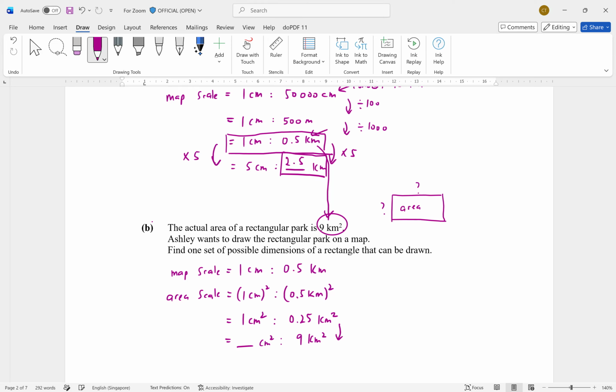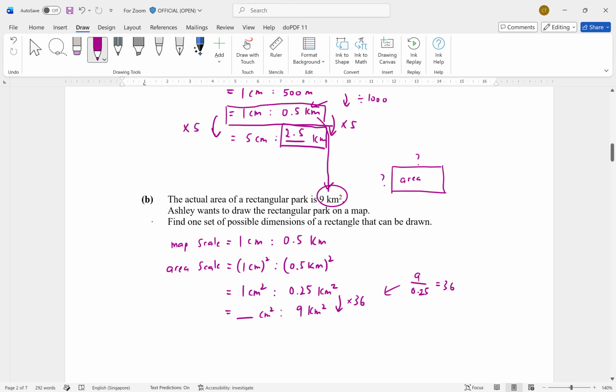So what we need to know is the factor where you multiply by 0.25 to get 9, right? The easy way to know this number is to take 9 divided by 0.25. You should get 36. So we know that this is times 36. If you times 36 on the right side, then you times 36 on the left side. So now this area is 36 cm squared.